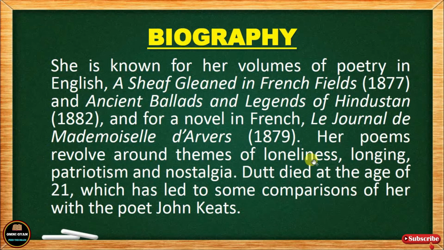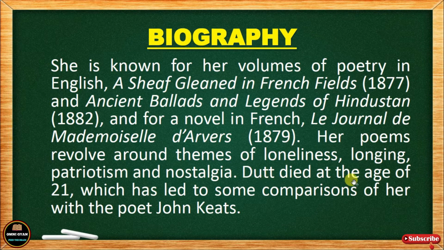Her poems revolve around themes of loneliness, longing, which means waiting for something, a kind of desire, patriotism, and nostalgia. These are the themes found in her poems. In this poem also we find similar things, like loneliness, longing, nostalgia. Patriotism is not here in the particular poem, Our Casuarina Tree. Nostalgia means when you grow up, you turn an old man or woman, and then you start thinking about your childhood days, and you miss those days. That is called nostalgia, okay? I just gave an example.